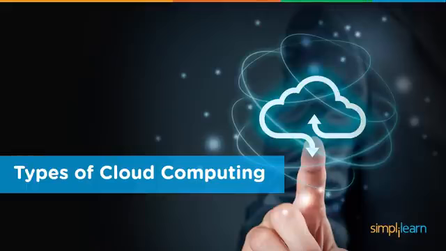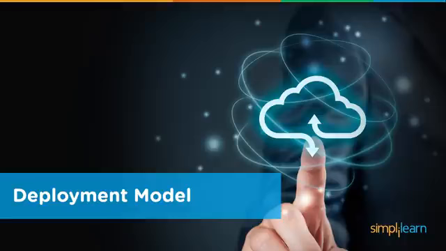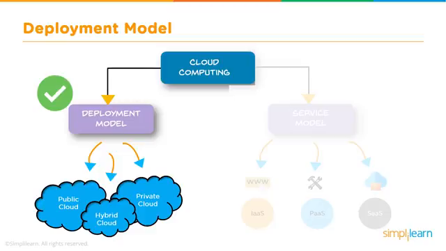Now let's move further and get an understanding of the types of cloud computing. We can categorize the different types of cloud computing based on two wide categories, one being a deployment model and the other one being service model. Let's talk about the deployment model first. Deployment model is categorized into three types. First one is public, and then private, and then hybrid cloud. In other words, public cloud, private cloud, and hybrid cloud.